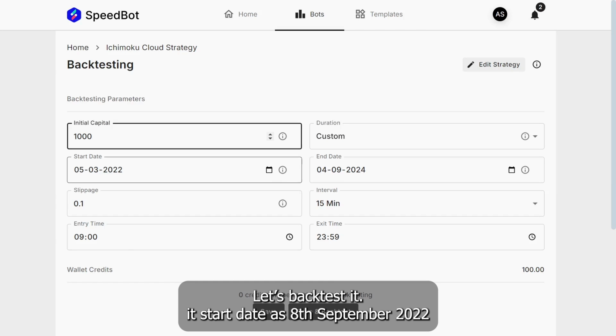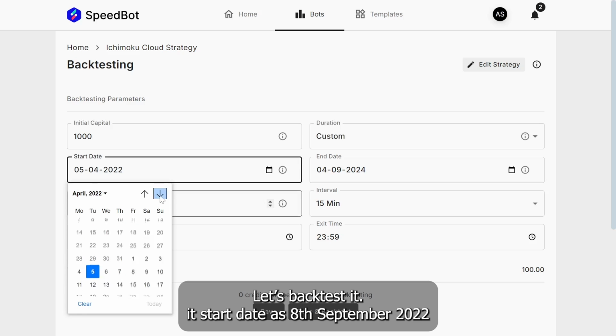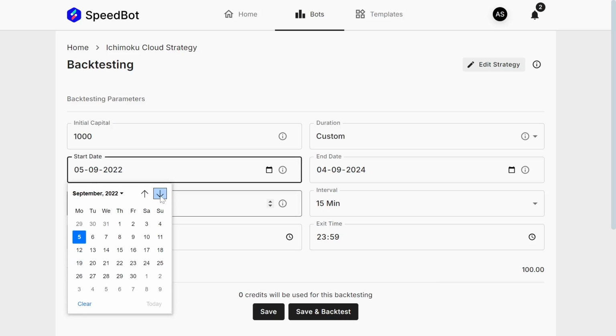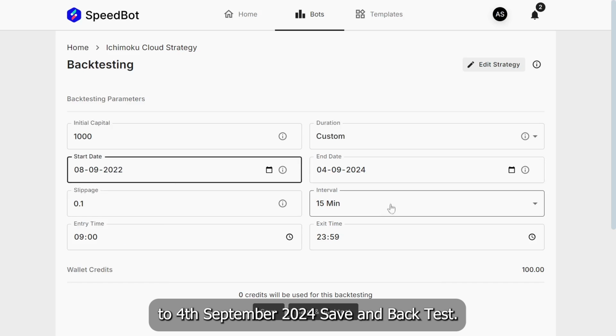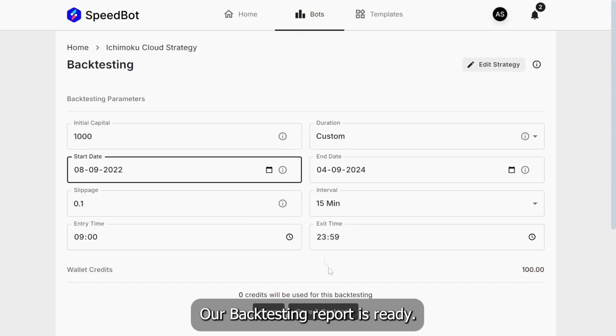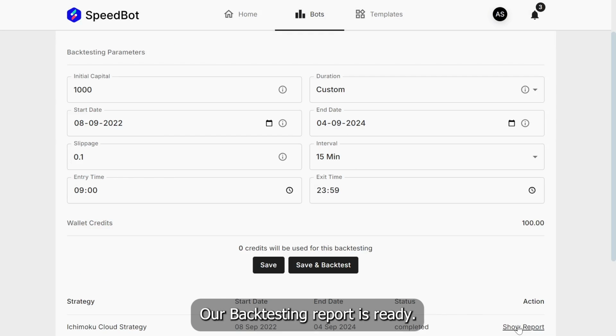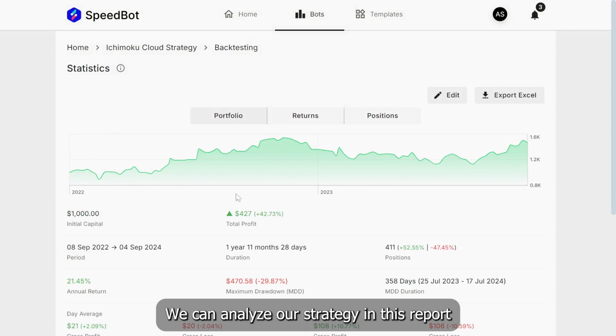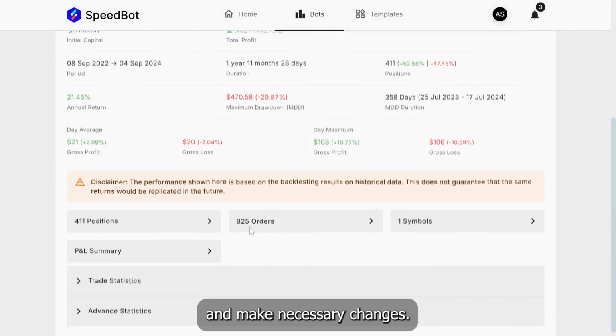Let's backtest it. Start date as 8th September 2022 to 4th September 2024. Save and backtest. Our backtesting report is ready. We can analyze our strategy in this report and make necessary changes.